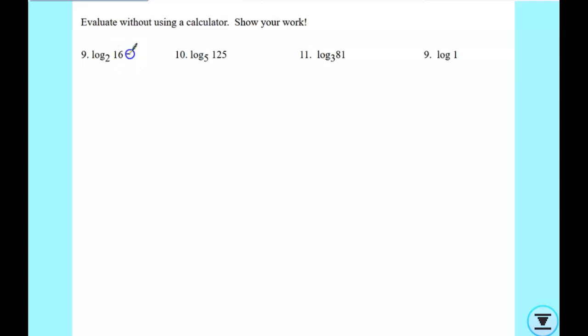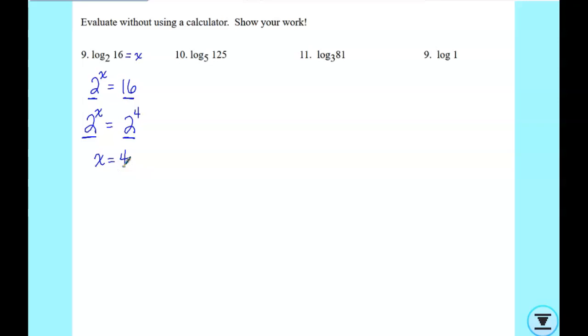One of the things that you can do is set this equal to x. Once you set this equal to x, you can rewrite the log as an exponential. So 2 to the power of x is equal to 16. Then you want to make sure that these bases match each other. So I want to rewrite 16 so that it is a power of 2. So we have 2 to the power of x is equal to 2 to the power of 4. Since our bases match, the only other thing that we need to do is get our exponents to match. So we need x to be equal to 4.